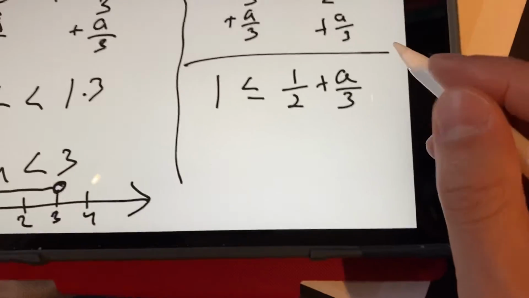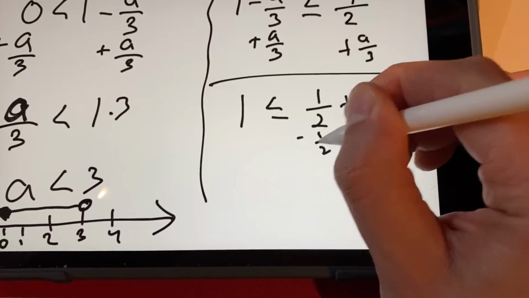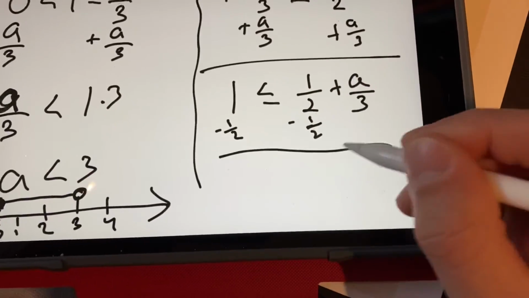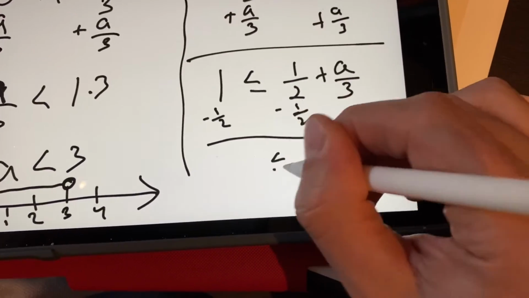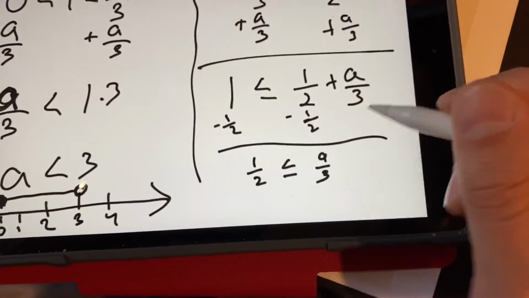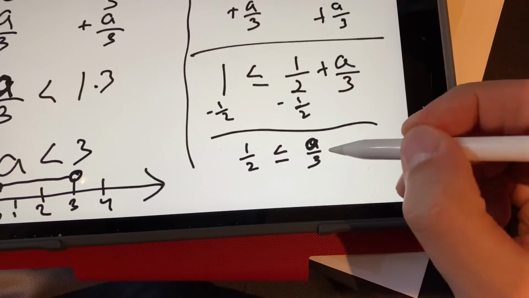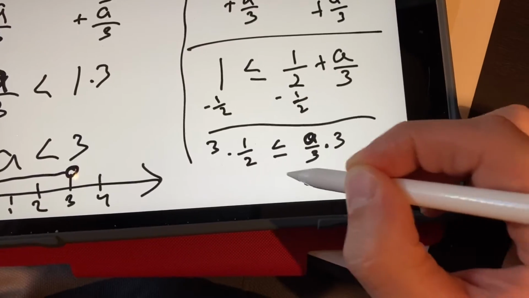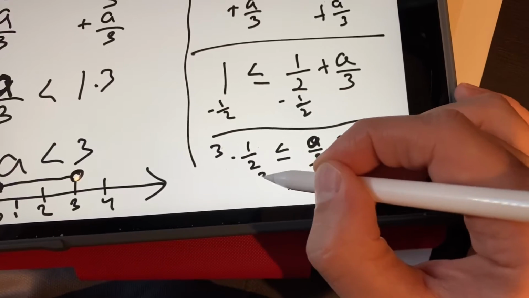Over here, we have a little bit more work to do. In this case, first we have to subtract 1/2 across. Remember, we're subtracting, so this is not case 2. Case 2 only happens when we multiply or divide by a negative number. So we actually get 1/2 is less than or equal to A divided by 3. And then like before, we multiply both sides by 3. So A is greater than or equal to 3 times 1 is 3, divided by 2.